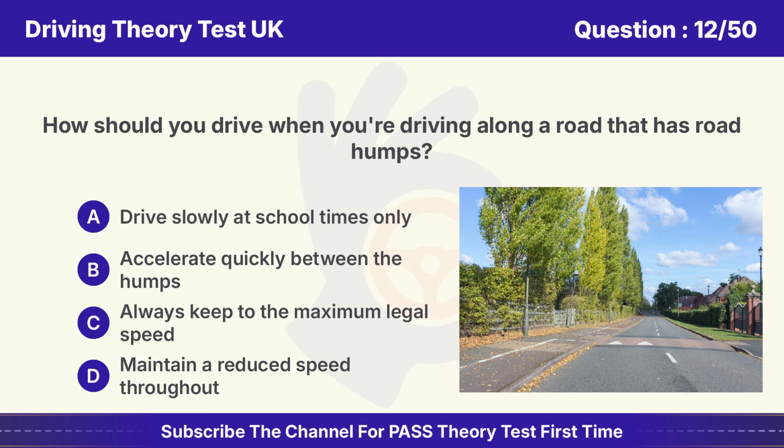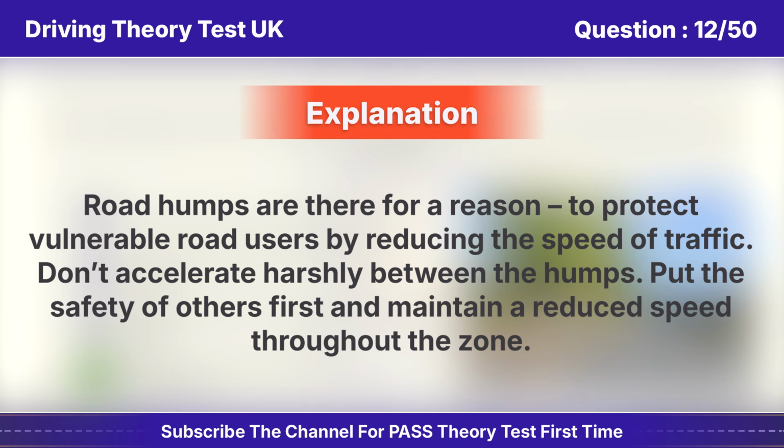Question 12. How should you drive when you're driving along a road that has road humps? Answer is D. Maintain a reduced speed throughout. Road humps are there for a reason, to protect vulnerable road users by reducing the speed of traffic. Don't accelerate harshly between the humps. Put the safety of others first and maintain a reduced speed throughout the zone.